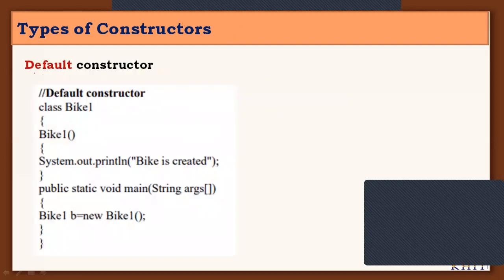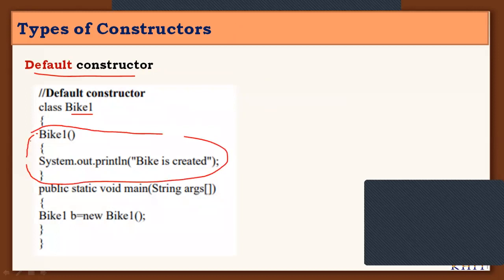Coming to the default constructor, consider a class Bike1, and this is the constructor Bike1, and "Bike is created". This constructor creates the bike. Inside the public static void main function, we have created one object of this Bike1 class, and when this statement executes, immediately this constructor is called, and it creates memory for an object called b. There, "Bike is created" is displayed.